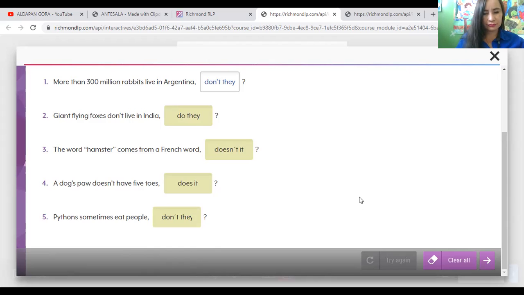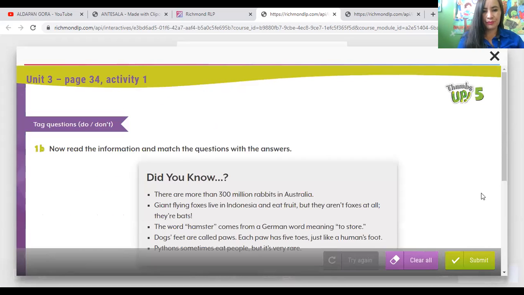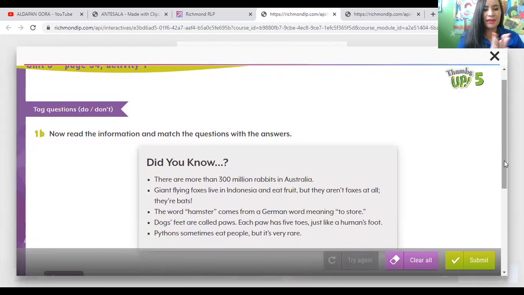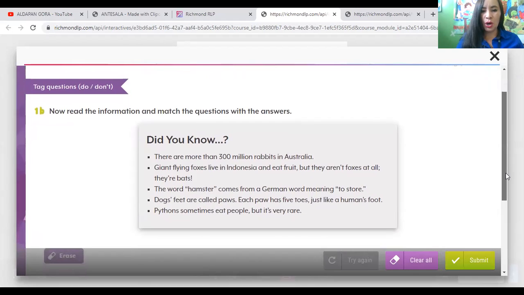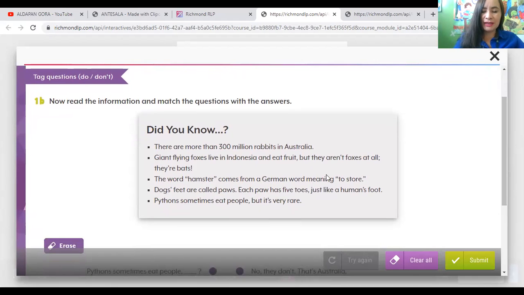Okay. Let's continue with the next page. We have in here an information you have to read. It says, now read the information and match the questions with the answers, the previous questions that you developed. Did you know? Who wants to read me this?